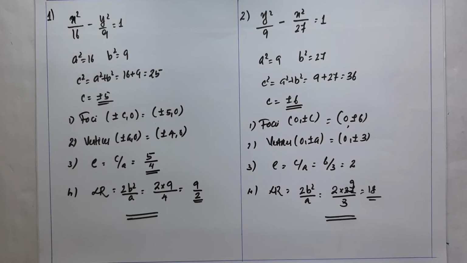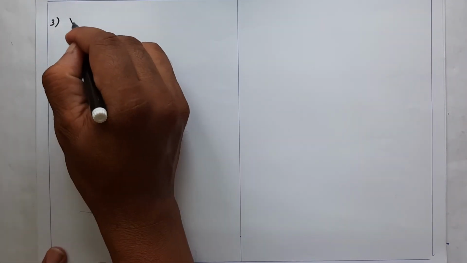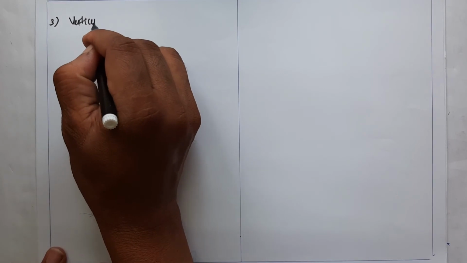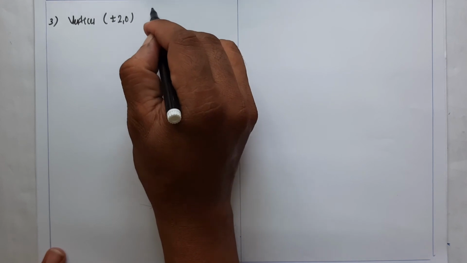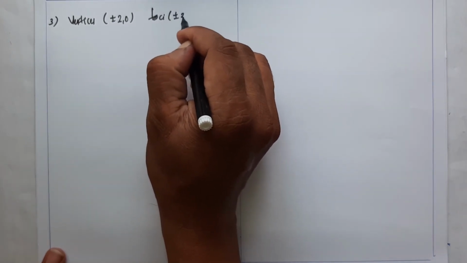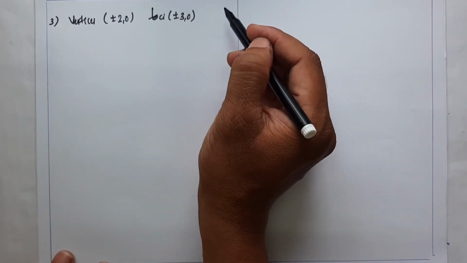Now I will discuss one more question based on this type. Find the equation of the hyperbola satisfying the condition: vertices plus or minus 2, 0 and foci plus or minus 3, 0.